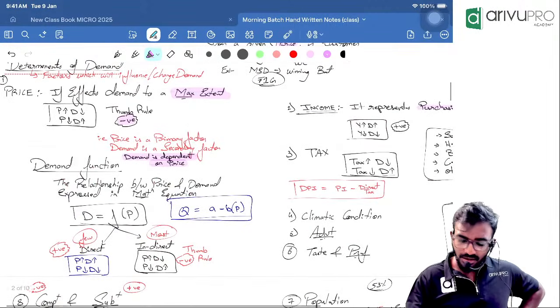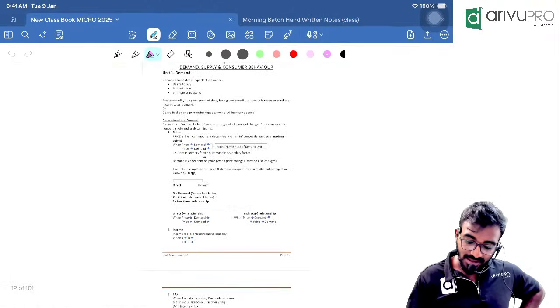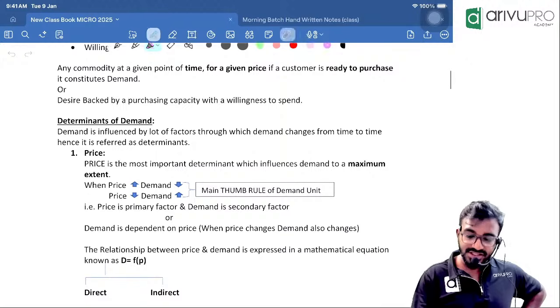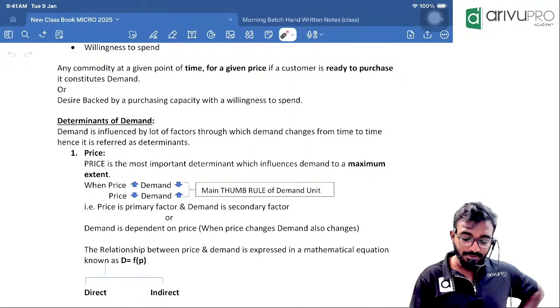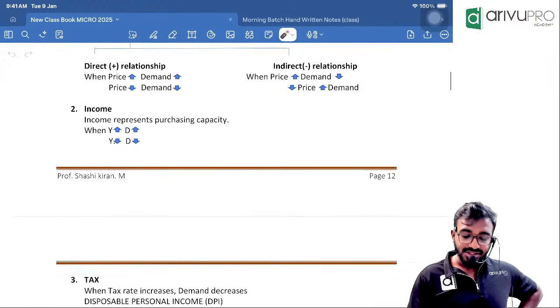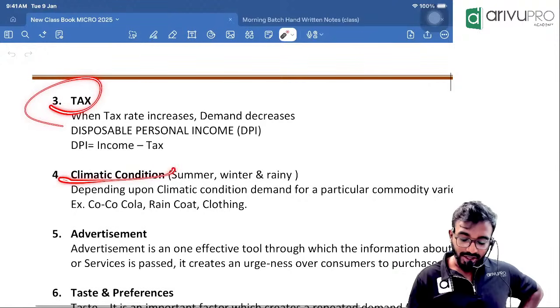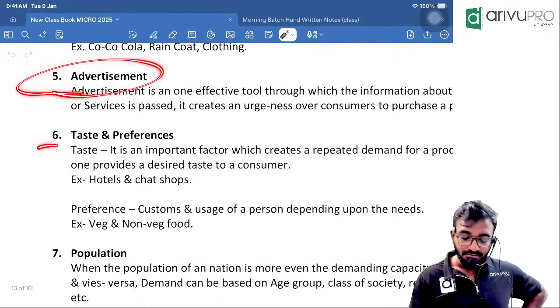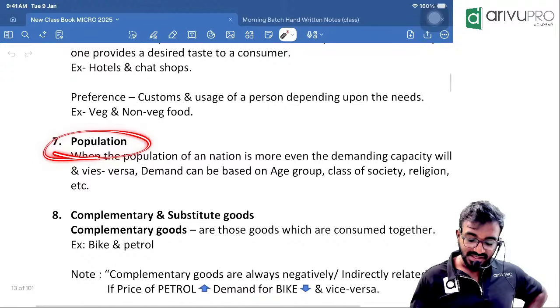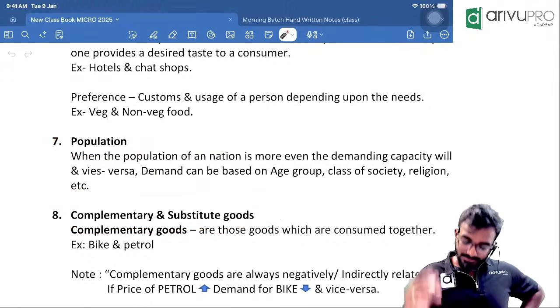I think till price you have written, right? Kindly wait one second, I will go to my material. See, the same things I just explained to you, now observe. Point number 1, already have written, direct and indirect relationship. Next, point number 2, income. Point number 3, point number 4, point number 5, point number 6, 7, 8. Complementary and substitute goods.